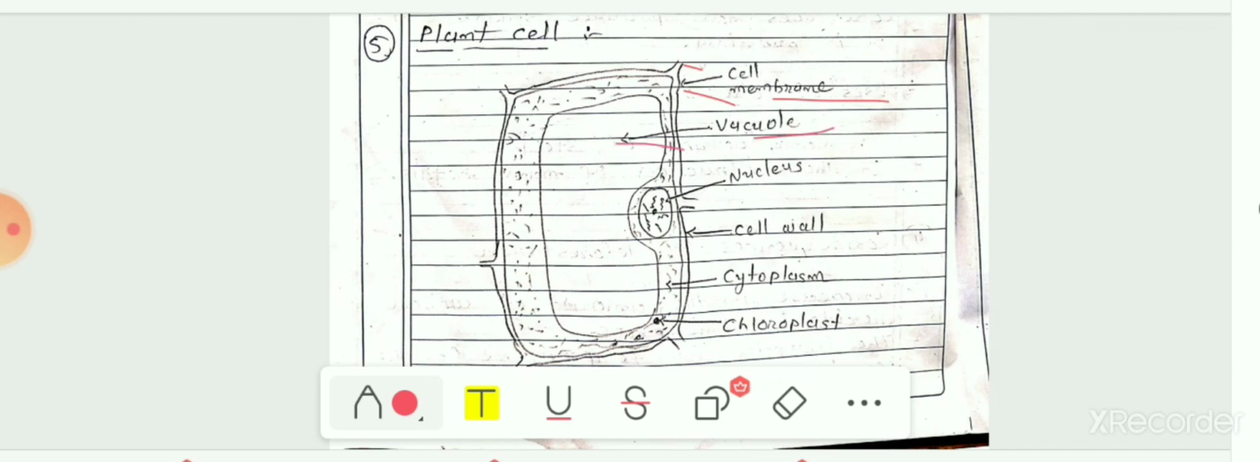This one in the center, the vacuole is there. Then after this one is the nucleus of this cell. This one is after this cell membrane. Cell wall is also present in the plant cell. Cytoplasm. This liquid or fluid is known as the cytoplasm, and chloroplast is also there in the plant cell, which is responsible for photosynthesis, the green pigment of the plant cell. So this one is the labeled diagram of the plant cell.